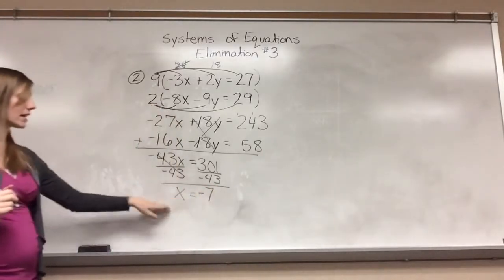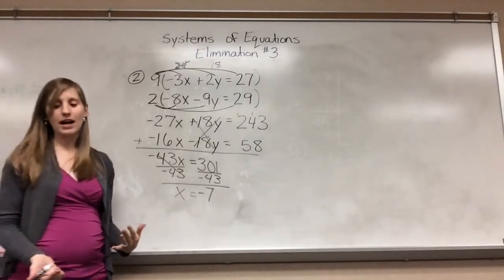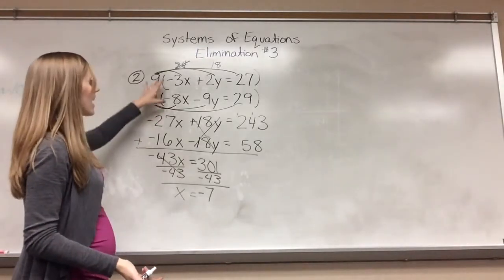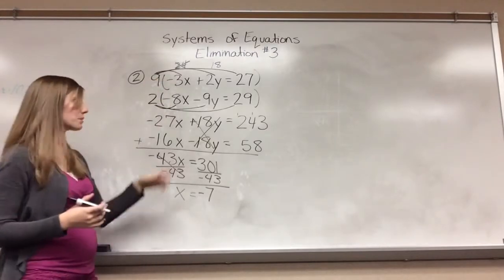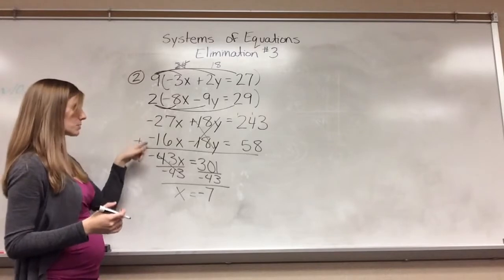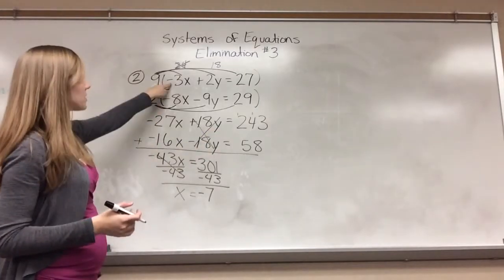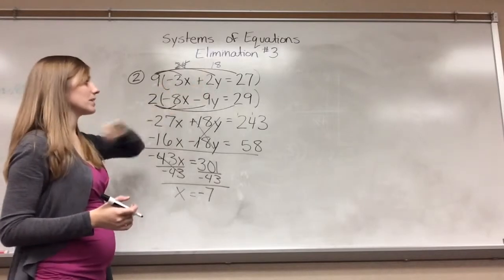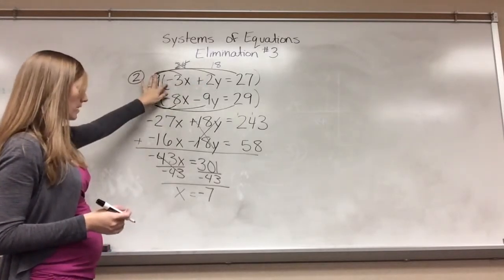So x is negative 7 for this problem. But I still need to find y. So to find y, again, I would go back to one of the original equations because those are always going to be smaller than these ones because we multiplied these ones. I definitely don't want to use 243. So I would use the first equation, 3, 2, and 27. Those are the smallest numbers we have. So that's the one I'm going to pick.